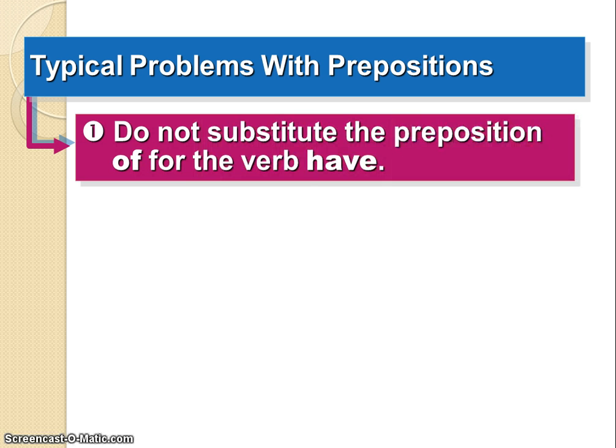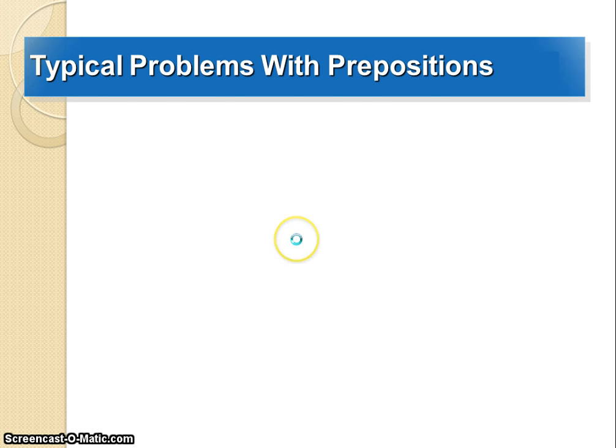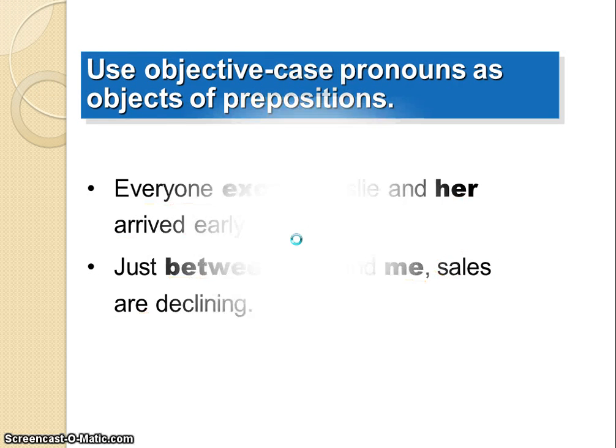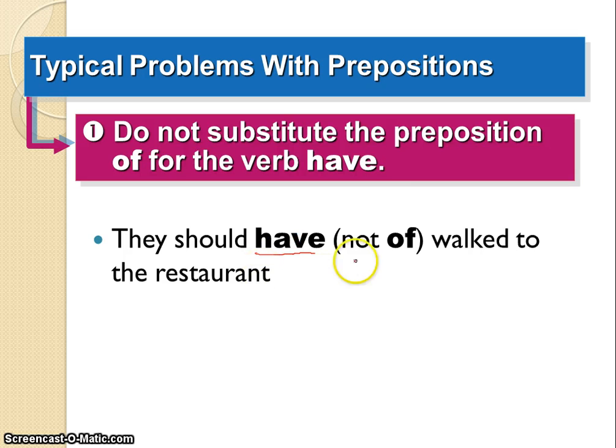Okay, some problems we have with prepositions. We don't want to substitute the preposition of for the verb have. So we don't say they should of walked to the restaurant, we say they should have, because have is a verb. Okay, have is our verb. Of is a preposition. So your preposition is not showing any action. They should have walked. Have walked is our verb.